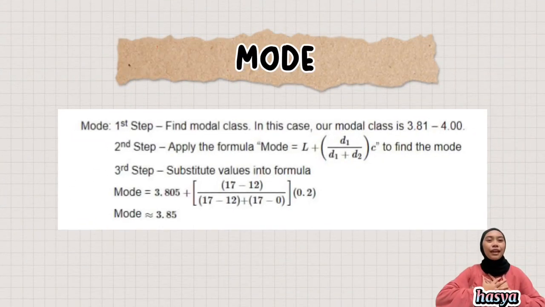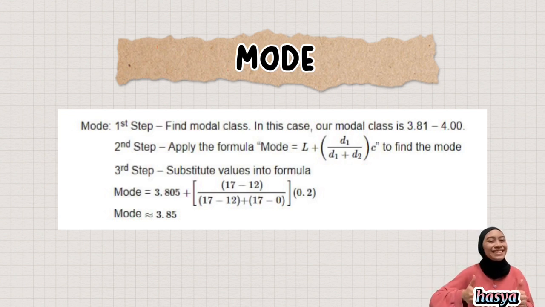Hello, I'm Hasha and I want to talk about the mode. The mode is the value that appears most frequently in the dataset. In our research, we discovered that the mode for the latest GPA of Generation Z was 3.85. This indicates that 3.85 was the most common GPA among the students in our sample. Identifying the mode helps us to understand the typical GPA among our peers and can be useful to improve the students' academic performance.